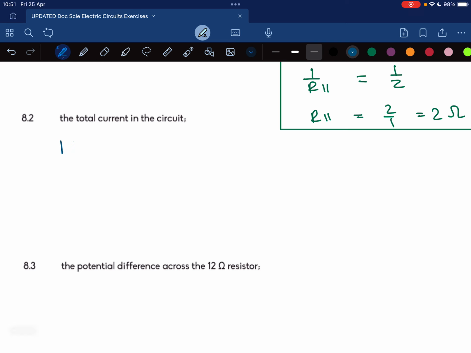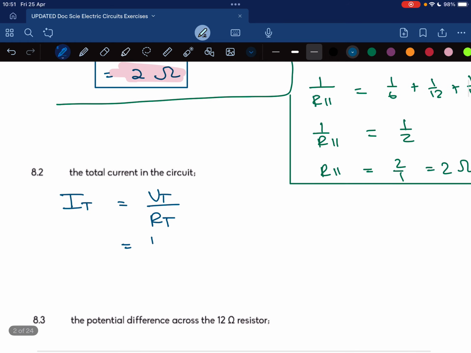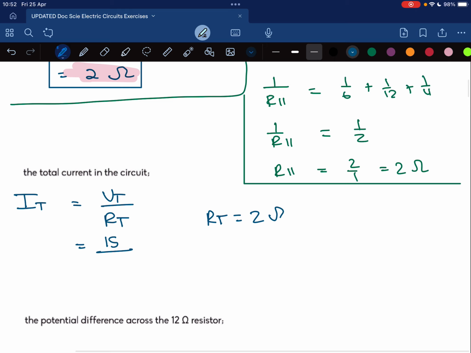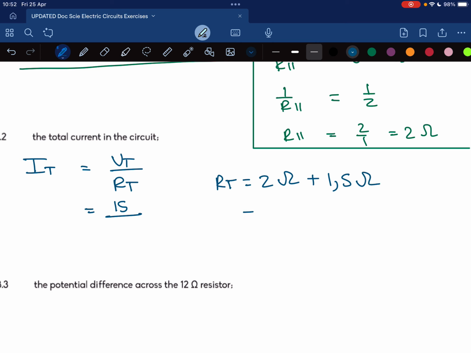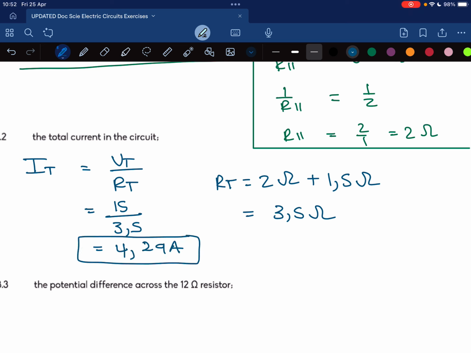I can say, well, I total is equal to V total divided by R total. Now the V total is 15. The R total I don't know, but I can find it. It would equal the parallel component, which is 2 ohms, plus the 1.5 ohms, which would be 3.5 ohms. So 15 divided by 3.5 is going to be equal to 4.29 amps. Okay, that is the reading on the ammeter, the total current.